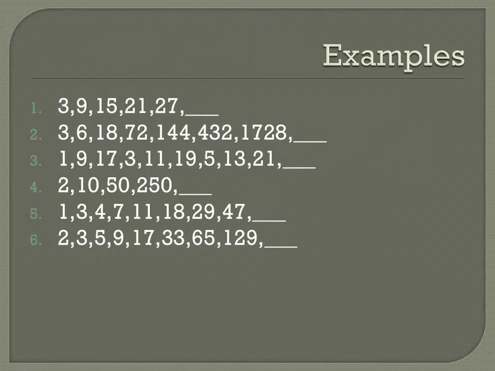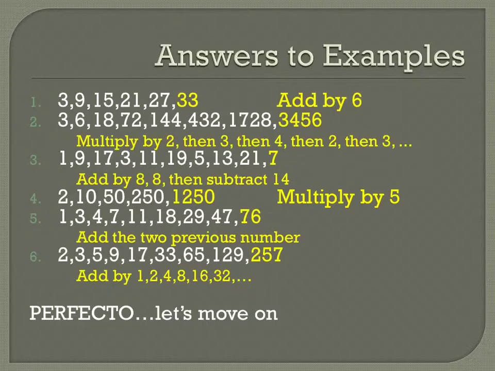I'm going to give you the answers here on the next slide. You'll encounter these on your assignments as well, so just take note of the reasoning that follows it. You could do add by 6 on top. The second one, I'm sure you can read on your own, but multiply by 2, then by 3, then by 4, and then we start all over again. Just kind of a tricky pattern.